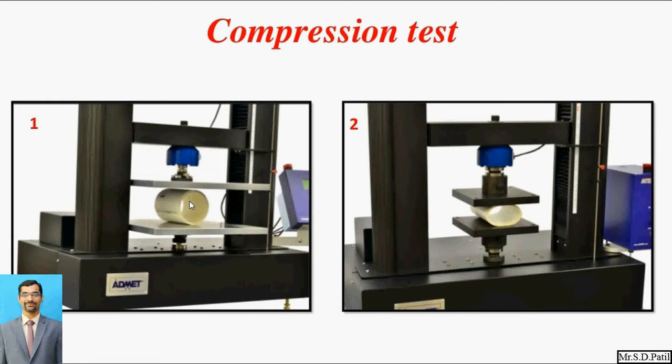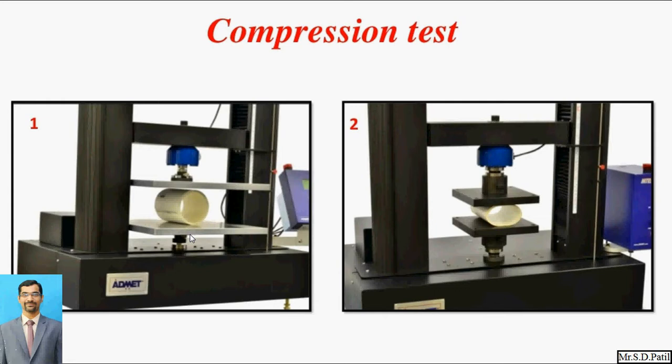Theoretically the compressive test is merely the opposite of the tension test. In the tension test, two equal and opposite forces are applied away from each other, but in compression exactly the opposite case is there. The forces act towards each other. Here you can see this force is acting downward and an equal and opposite reaction is generated from the bottom end. So these two forces are applied towards each other.